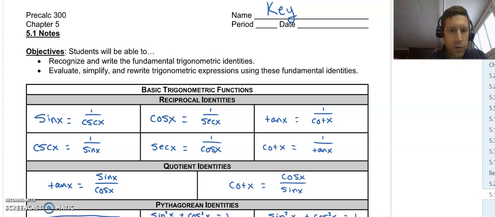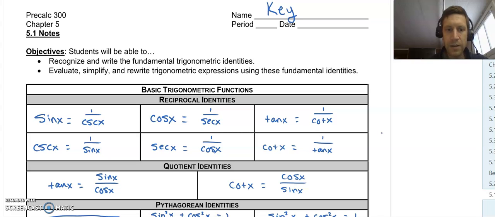I'm going to go through some 5.1 notes with you today. This is some of my favorite stuff. It can be really tricky for students, but I encourage you guys to just hang in there with this. It's going to be really challenging at first, and I think that a lot of you will enjoy it as we go, even though it is challenging.